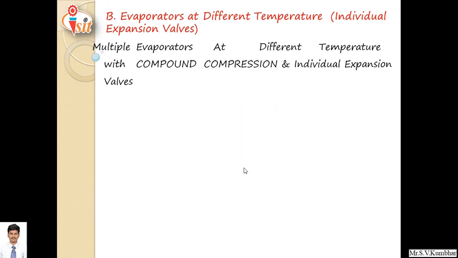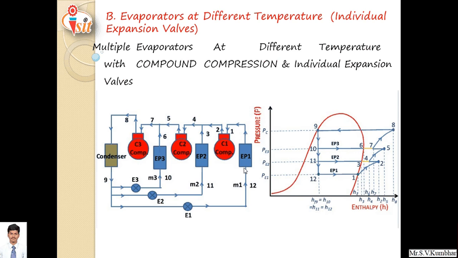Next one, evaporators at different temperature with individual expansion valve. So in this case also, compressor 1 is connected to compressor 2, which is connected to compressor 3. Here we call it compound compression. And after that, these high pressure, high temperature vapors are again converted into high pressure, low temperature liquid refrigerant, and it is split to evaporator 1, evaporator 2, evaporator 3 through expansion valves E1, E2, E3 respectively.